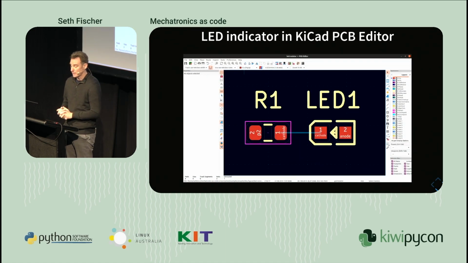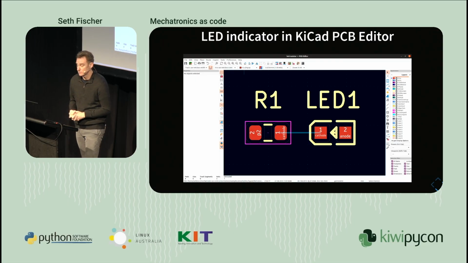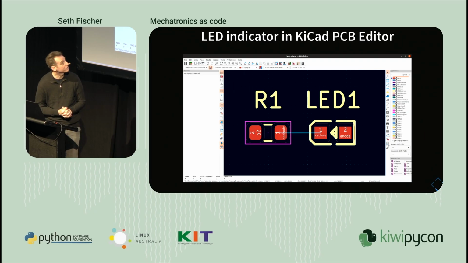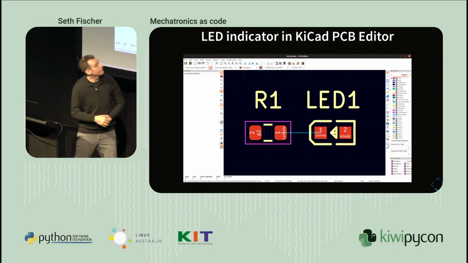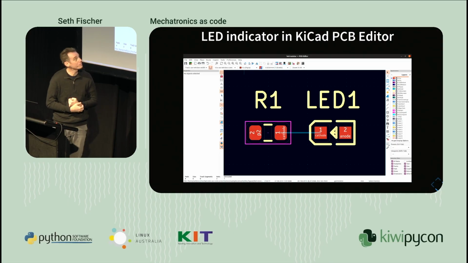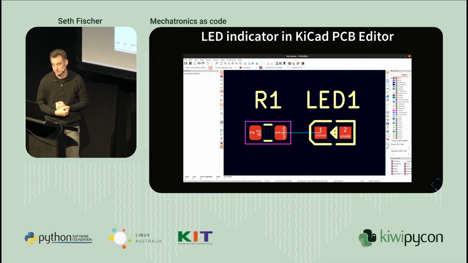Now, if we import that design into the PCB editor, we can see the resistor and the LED, and it's got a net line there, this green line. Now, that means we have to put a copper track between those two pads.